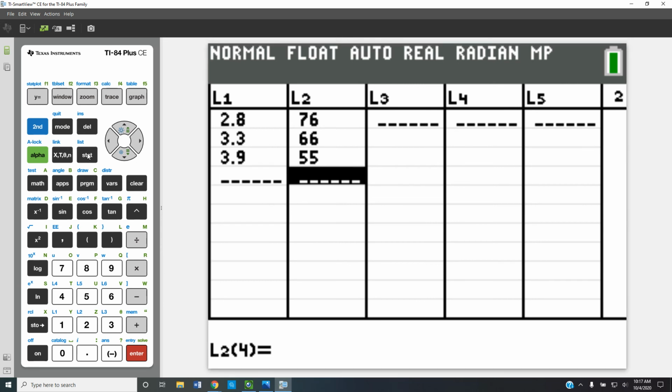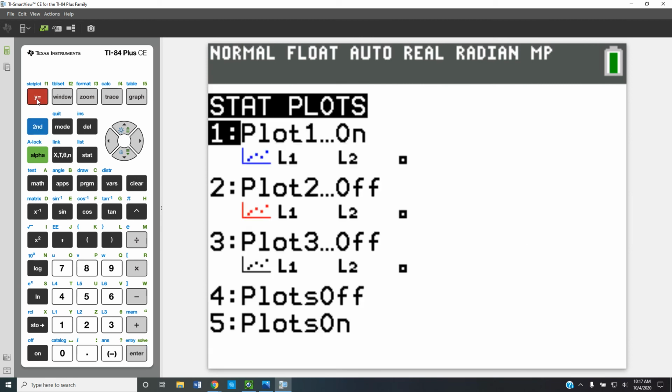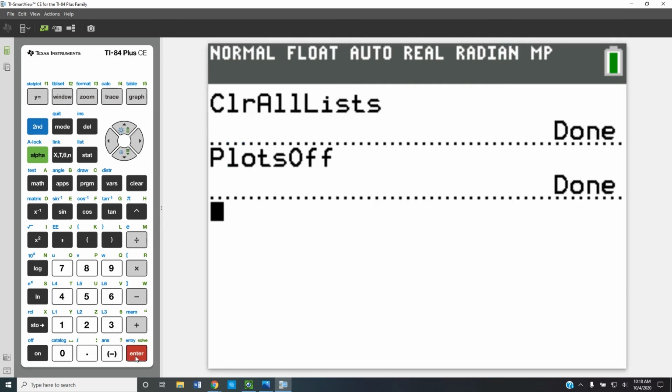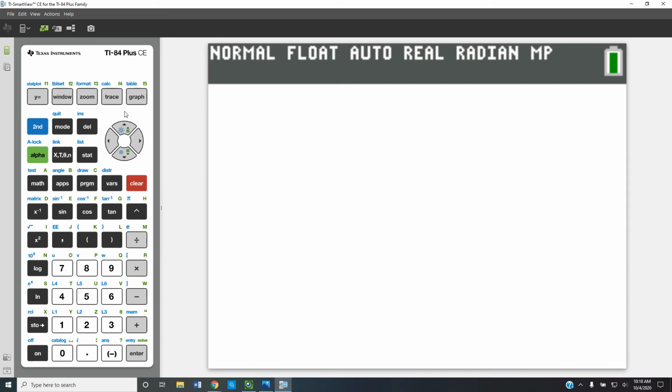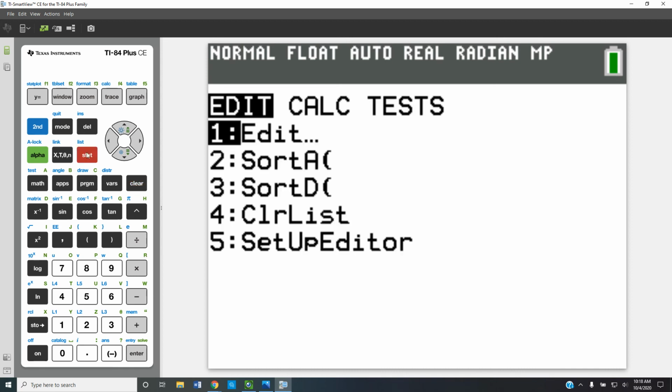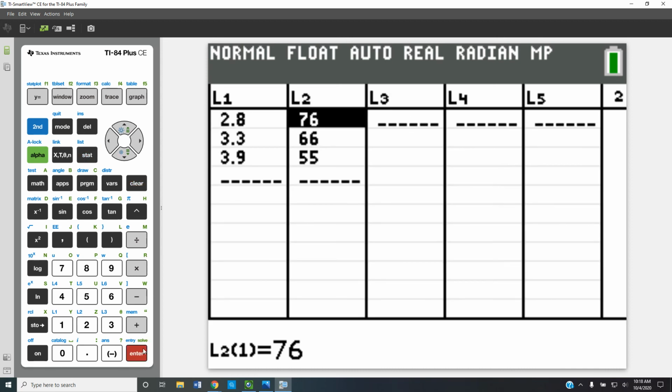I'm going to go back to, well, first of all, I'm going to do something that I should do. I'm going to go back to my stat plot. I'm going to turn off all my plots. You can see I got some plots turned on. I'm going to go down to number 4. I'm going to turn off all my plots. Always a good idea to turn off your plots when you're done, and I didn't do that from last time. Okay, so I have that data sitting in there, all in L1 and L2.